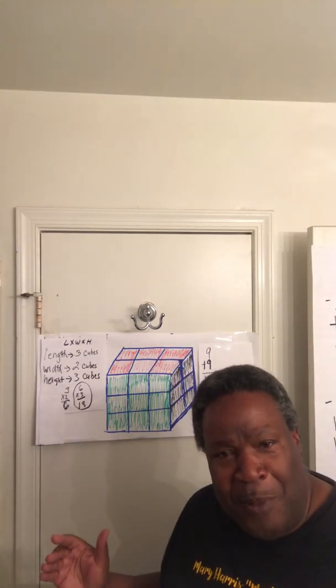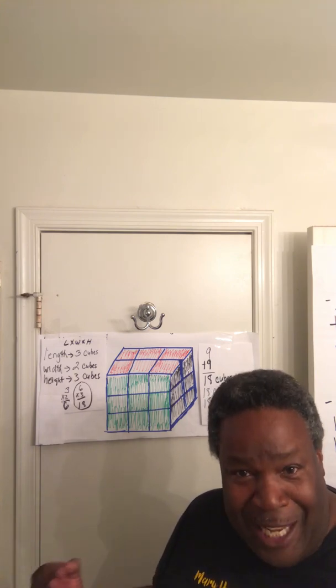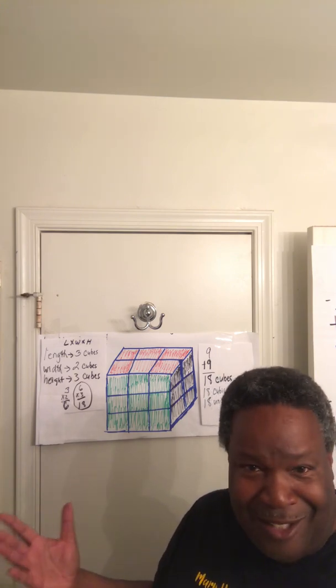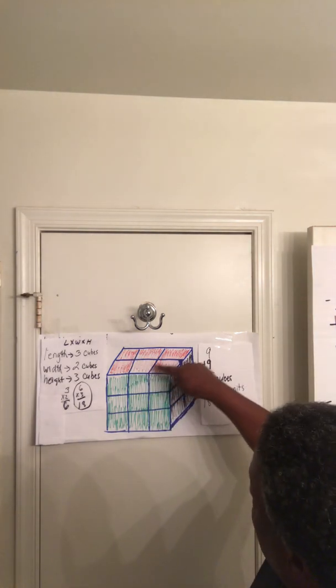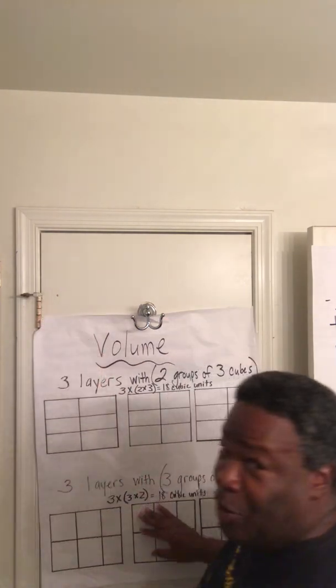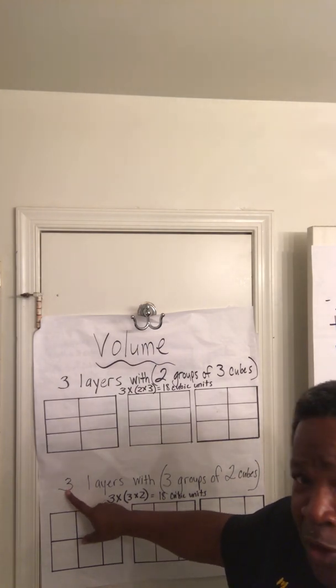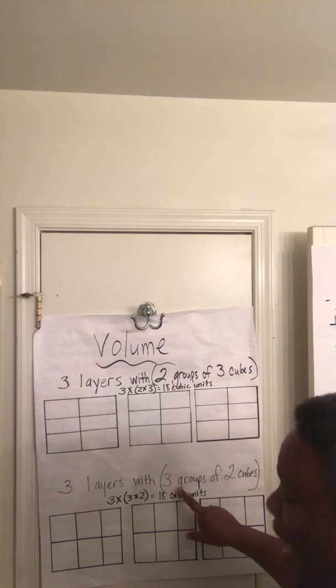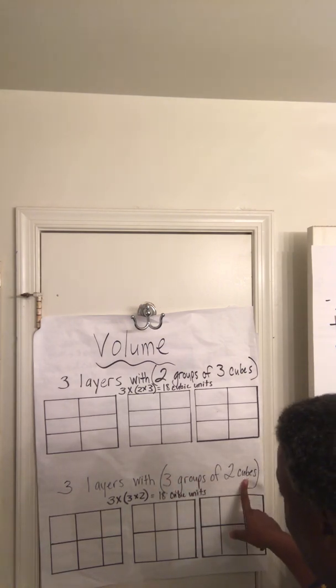Doing this kind of reminds me of when we worked with arrays, when you learned about multiplication, and this is the exact same concept. So we could also view this as being 3 groups of 2. And we're still referring to the same layer, and I have that represented down here. Still the same 3 layers, but we're looking at the top layer differently. We're now looking at it as being 3 groups of 2 cubes.